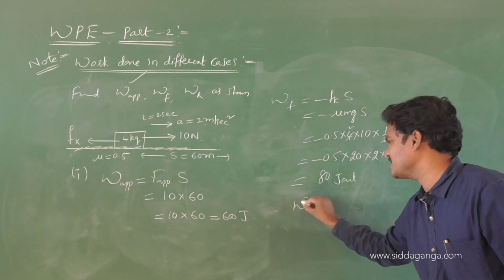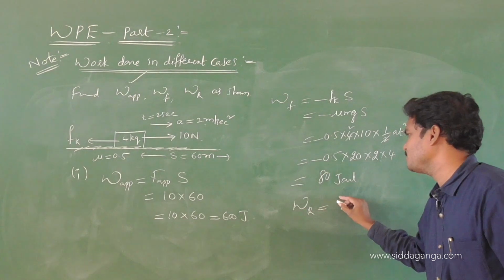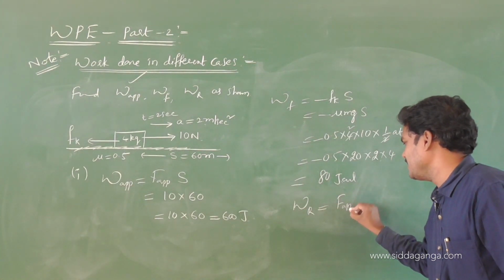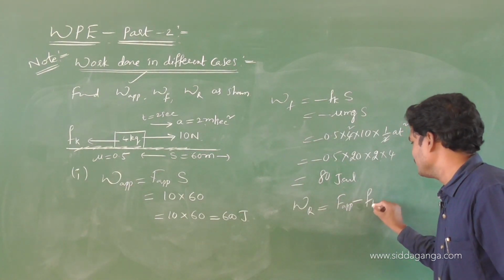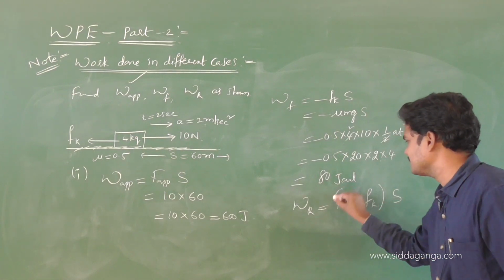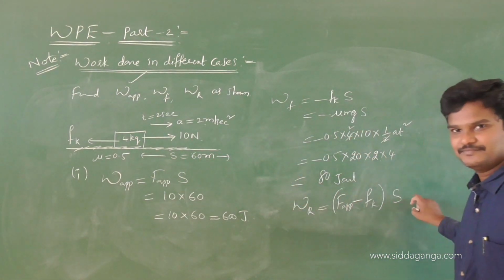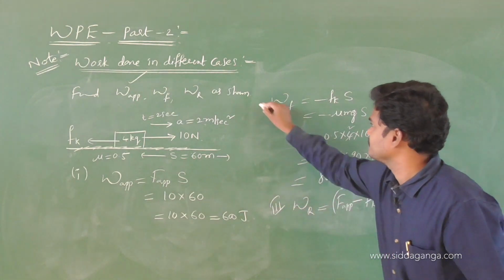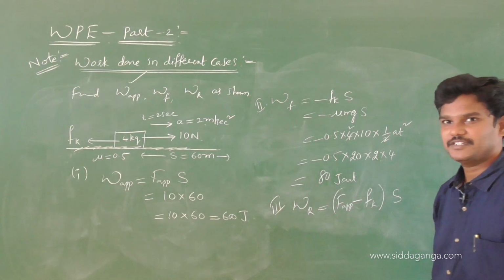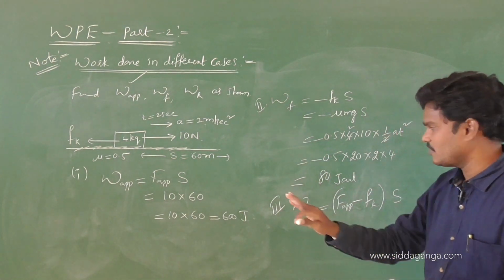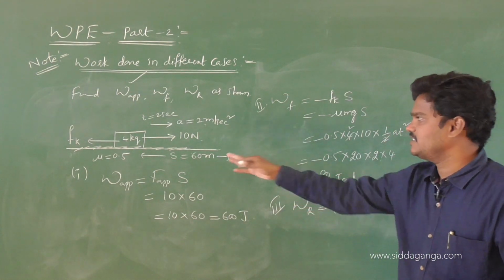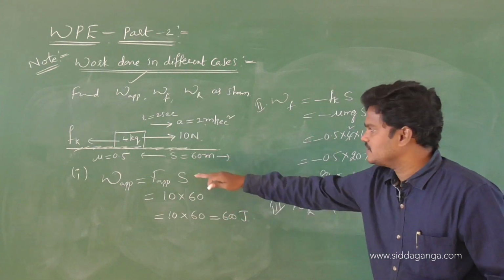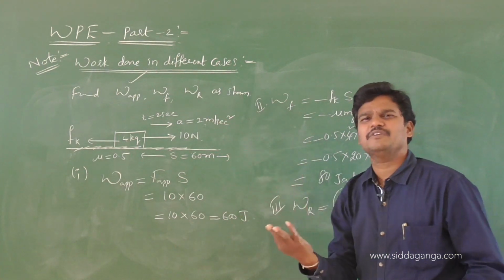Now work done by the resultant force. Work done by the resultant force is F applied minus frictional force into S. Use this S value. This is the third problem. For the second problem, I think you followed how I am extending. I am changing the values to get the answer. They will give any type of problem.